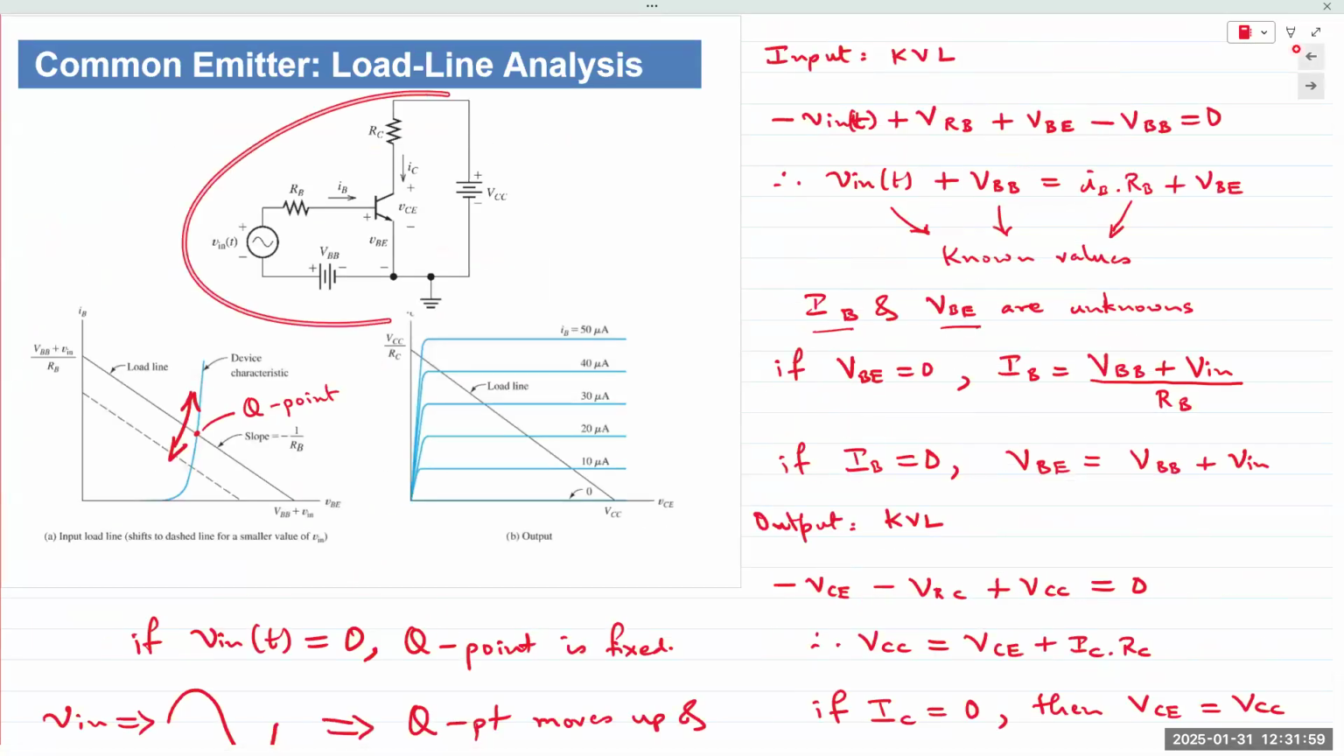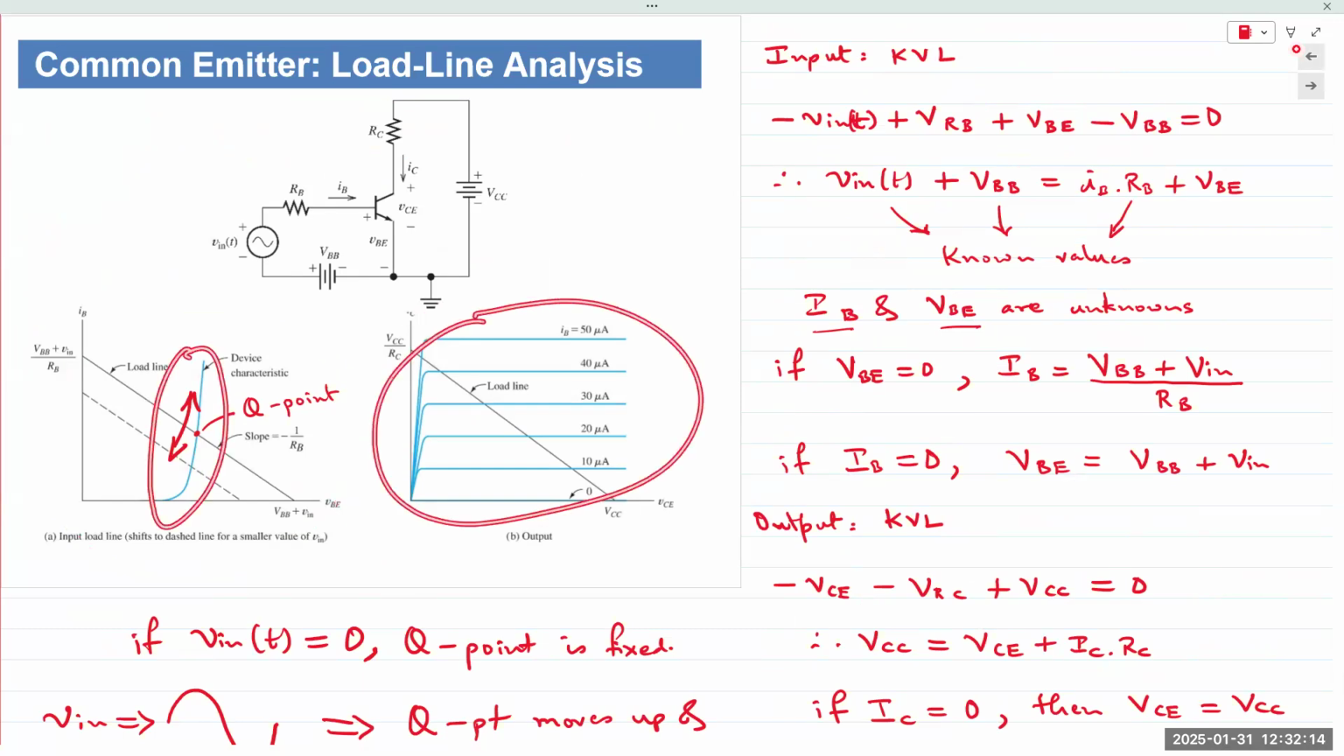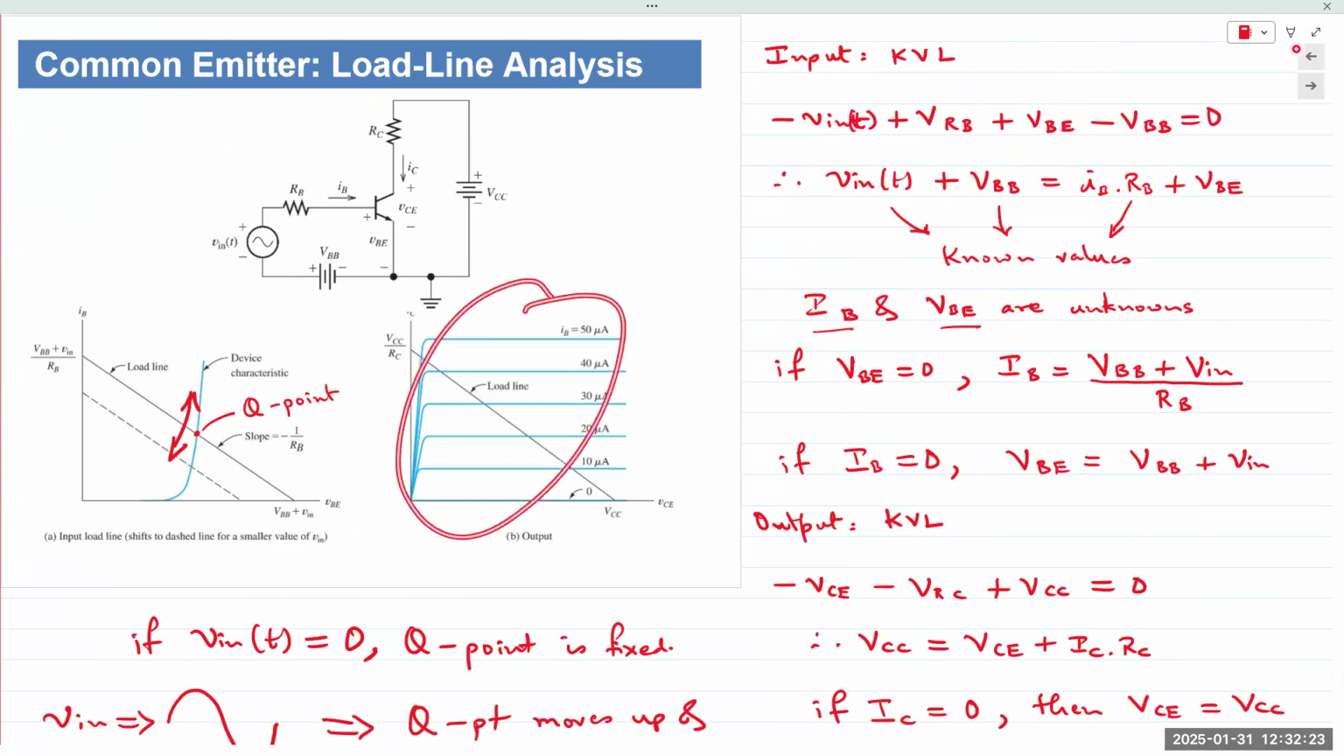So we have an amplifier circuit. We are applying DC biasing voltages, VBB and VCC, and we are given the values of RB and RC. We're also given the plots. The plots in blue, on the left is the input characteristic, on the right is the output characteristic. We wish to perform load line analysis in order to determine the output for any given input AC signal.